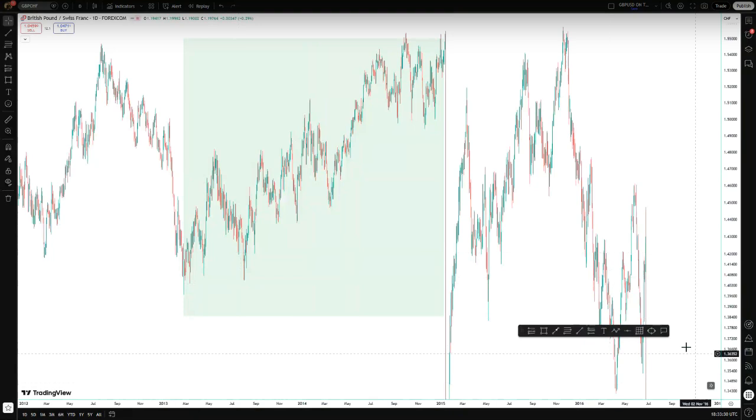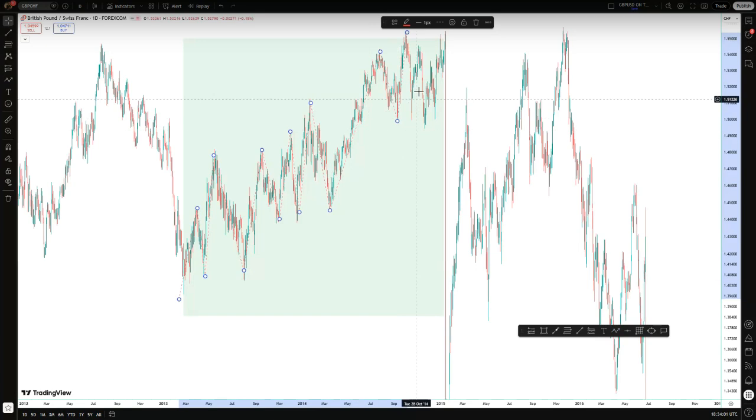The market was creating a higher low, higher high, higher low, came up, higher high, higher lows, higher highs, higher lows, and higher highs. And you can see the market was going up. This is a perfect example of a bullish market, a bullish movement of the market.